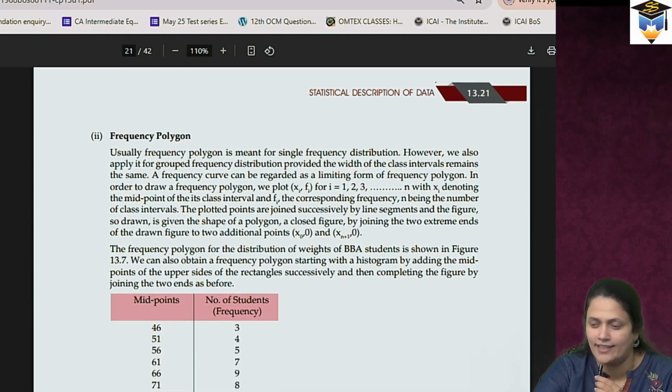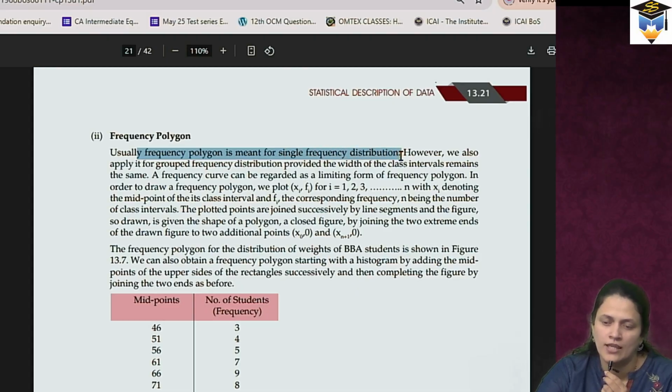Then next, give the heading as frequency polygon. Now just write this part: a frequency polygon is meant for a single frequency distribution.